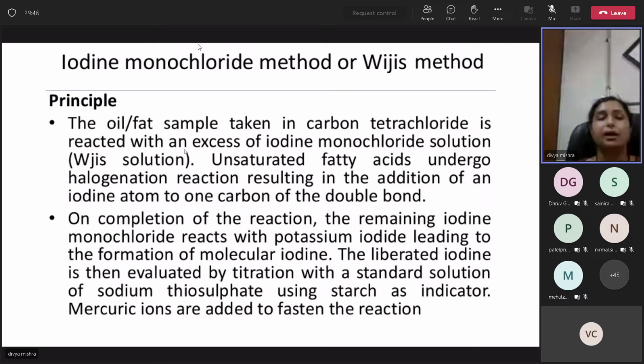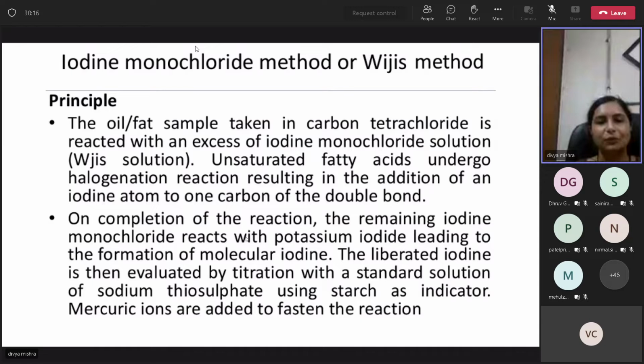So the unsaturated fatty acid which is present in your sample will undergo a halogenation reaction. There will be an addition of an iodine atom to one carbon of the double bond. This is the basic principle, or chemistry, going on inside the reaction. We cannot see this while performing the practical, only in the lecture.